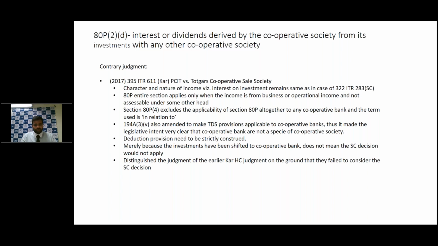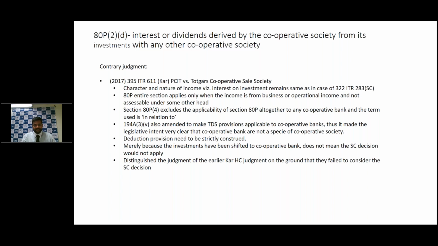Then they hold that deduction provisions need to be strictly construed. They say that merely because investments have shifted to a cooperative bank does not mean the Supreme Court decision would not apply. And lastly, when they were given the judgment of the earlier Karnataka High Court judgment, they distinguished that judgment on the ground that it had failed to consider the Supreme Court decision in an elaborate manner.